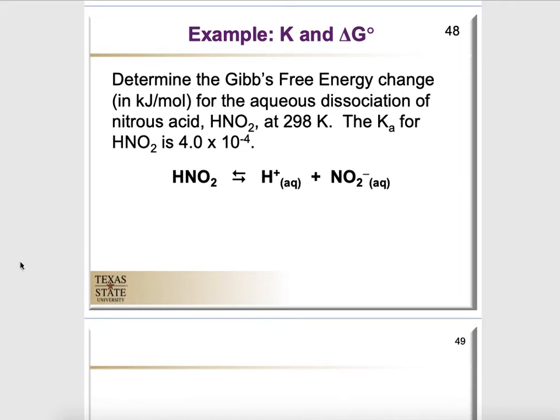All right, so it says, determine the Gibbs free energy change in kilojoules per mole for the aqueous dissociation of nitrous acid, HNO2, at 298 Kelvin. The Ka for HNO2 is 4.0 times 10 to the minus 4.